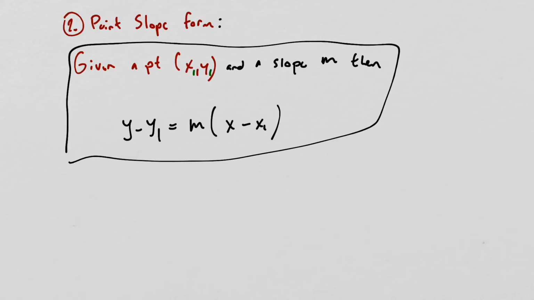Here, in this equation, given a point (x1, y1), we plug that information into our equation, and then also given a slope, we plug this into our equation. Again, these two pieces of information will uniquely determine our line. Let's go ahead and compute the equation of a line in point-slope form.